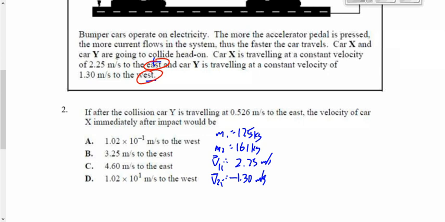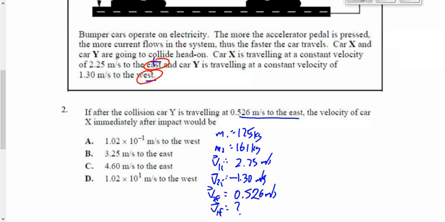Good. If after the collision car Y is moving at 0.526 to the east, tell me what that is. Is that V1 or is that V2? V1 or V2? Aaron, V1 or V2? The 0.526. It is V2. You're given the velocity of car Y, so it's V2, and it's going to be V2F, right? And what are we looking for here? We're looking for V1F.